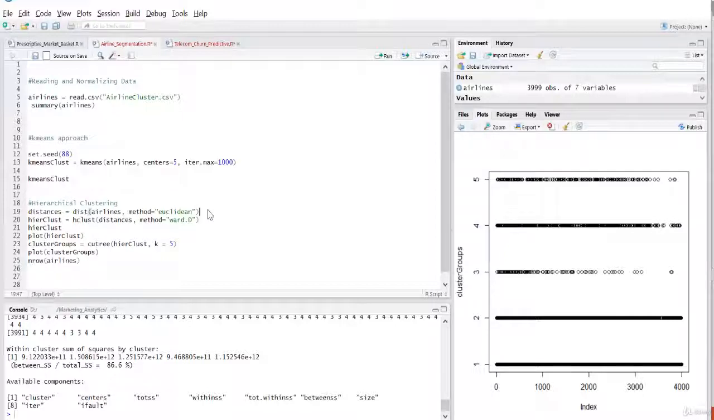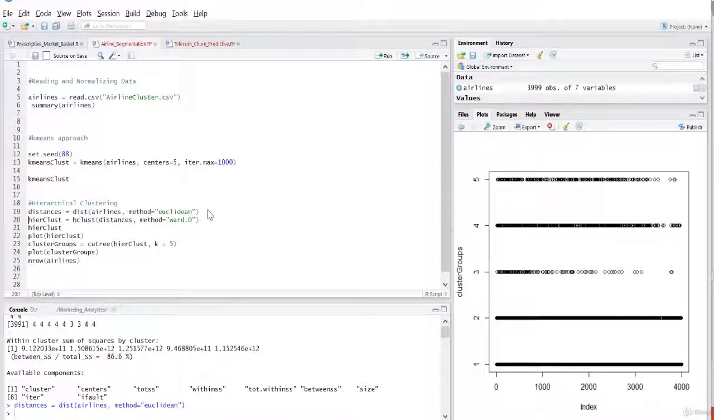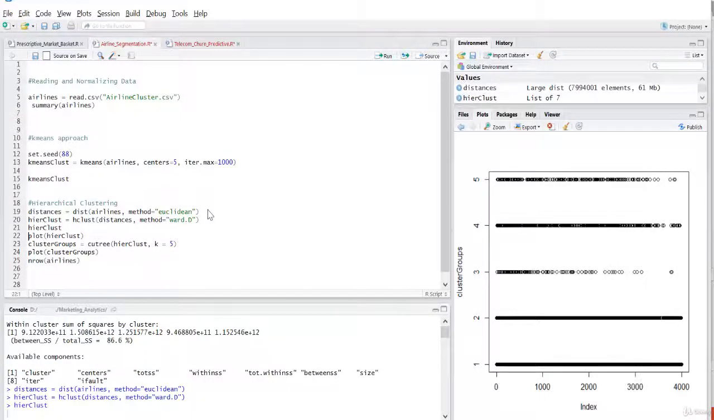We have one more option of running a clustering or segmentation technique, using hierarchical clustering. So this is one more technique where we cluster based on hierarchical clustering. These are the commands which we would be using for hierarchical clustering.